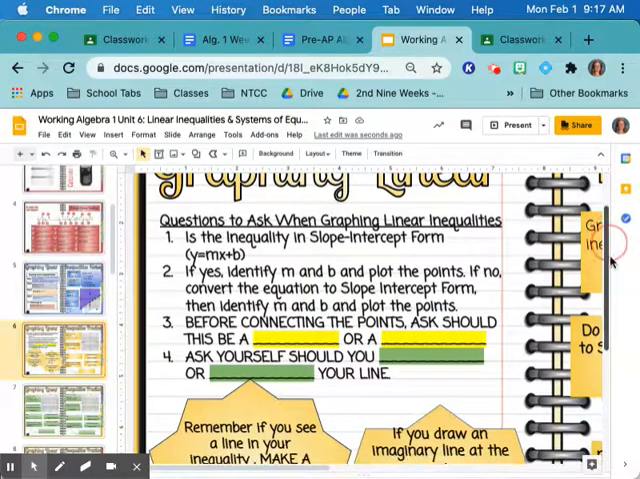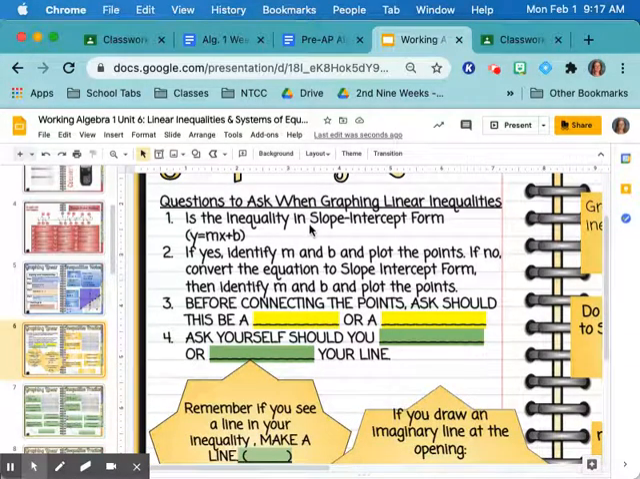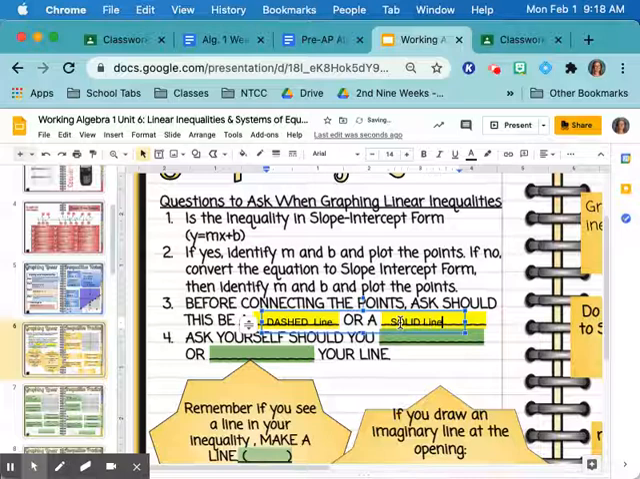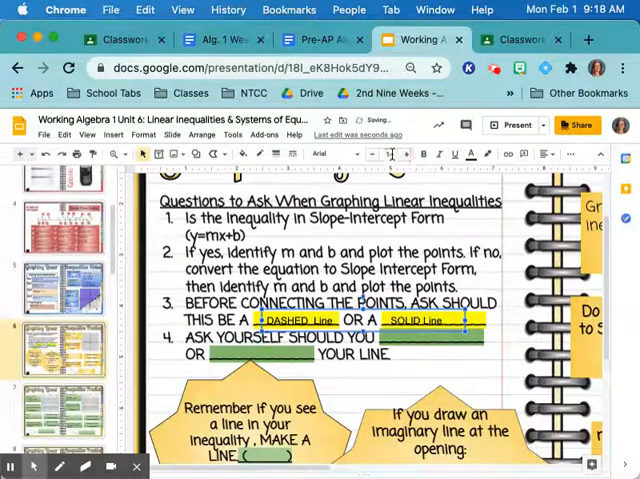Questions to ask when graphing linear inequalities. Is the inequality in slope-intercept form? If yes, identify M and B and plot the points. If no, convert the equation to slope-intercept form, then identify the M and B and plot the points. Before connecting your points, ask, should this be a dashed line or a solid line? Make this a little bigger.